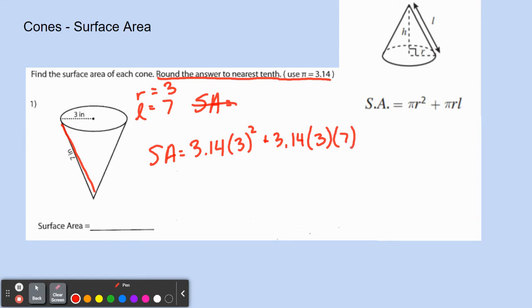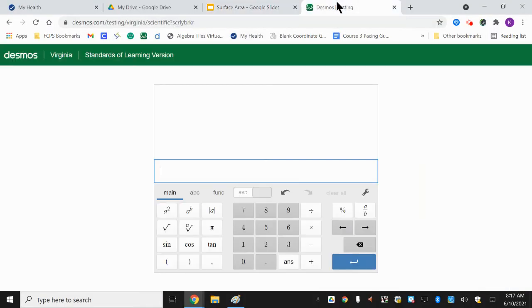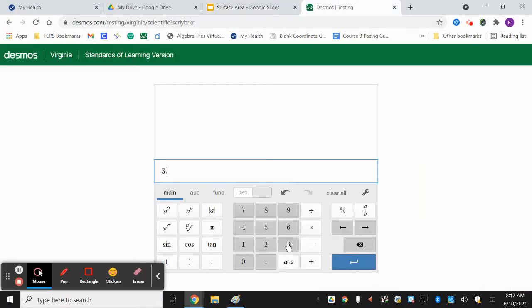Okay, so once you have that written down, all you have to do is go to your calculator and put that in. So I'm going to go to my calculator. That's going to be 3.14 times 3 squared plus 3.14 times 3 times 7. And we have our answer of 94.2.